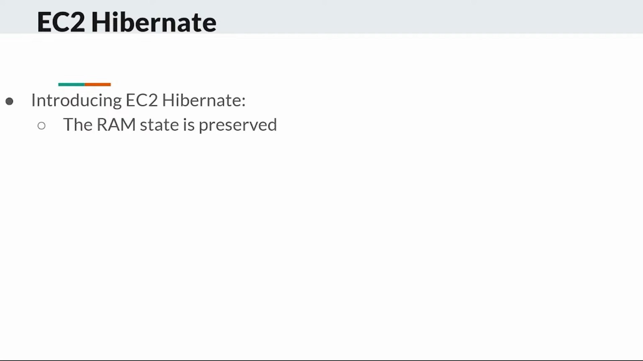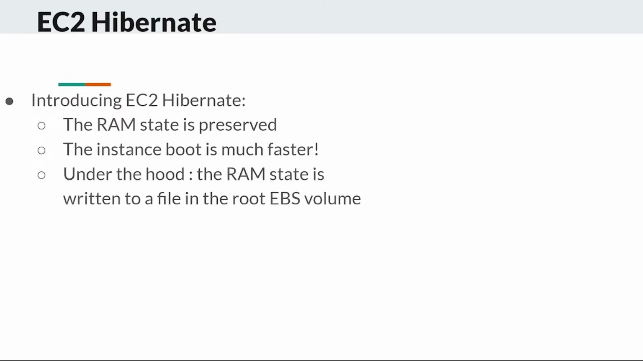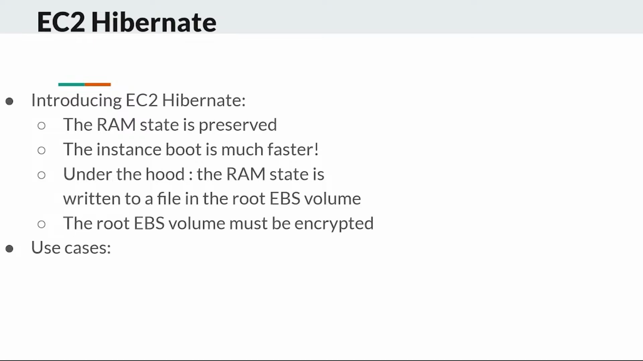Next, let us see what EC2 hibernate is. Introducing EC2 hibernate: the RAM state is preserved whenever you hibernate an instance. The instance boot is much faster. Under the hood, the RAM state is written to a file in the root EBS volume, and the root EBS volume must be encrypted whenever you are hibernating. That we will see in our hands-on.